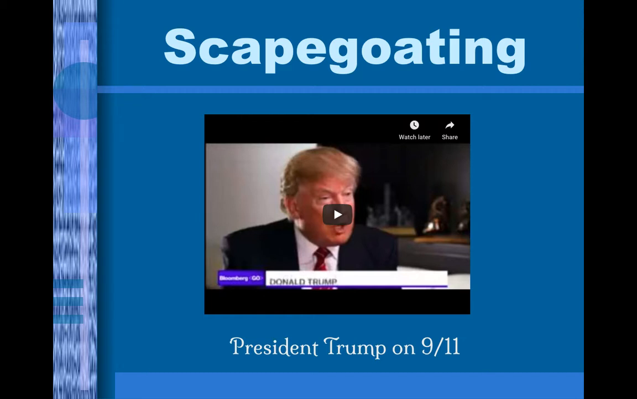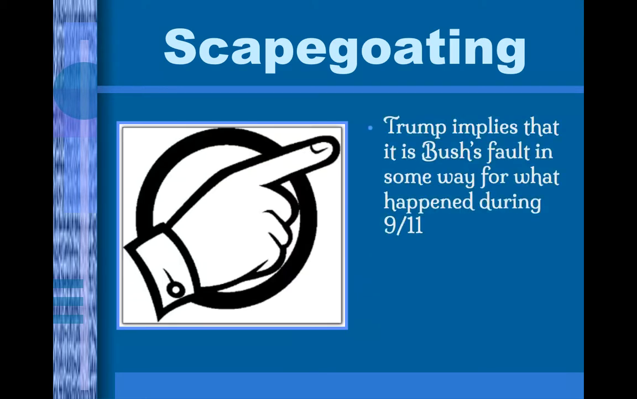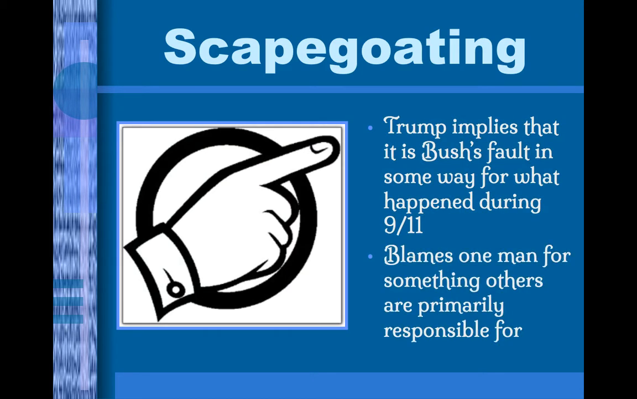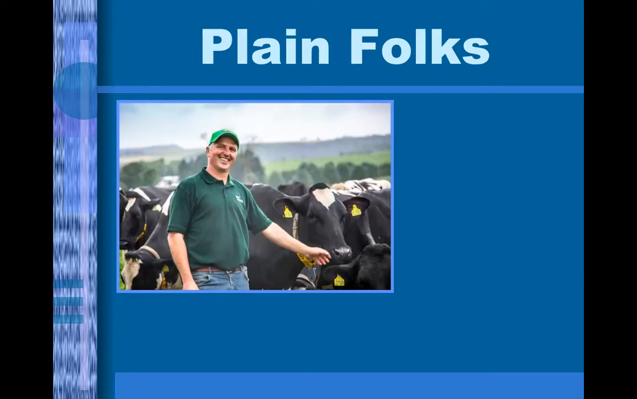right? That's not rational. Sometimes, even if you're in a position of power, there are things that are out of your control, right? What could he have done to stop those people? So he's scapegoating Bush here by saying 9/11, this was his fault, when that's not necessarily the case. He's blaming someone for something they didn't do. So we see that here. Blames one man for something others are responsible for. He was not the one who did that. Another group of people caused that to happen.